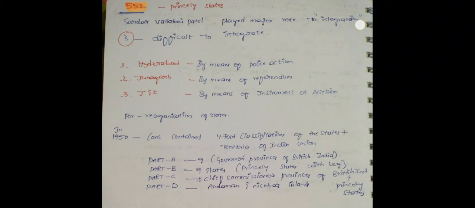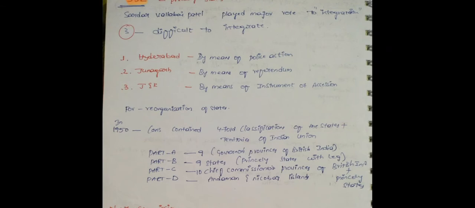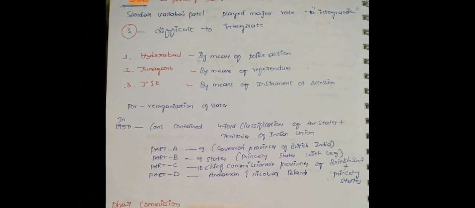For the reorganization of states, in 1950, the Constitution contained a four-fold classification of states and union territories. Part A contained 9 states, which were governors' provinces of British India. The 9 states are Assam, Bihar, Bombay, Madhya Pradesh, Madras, Orissa, Punjab, United Provinces and West Bengal.